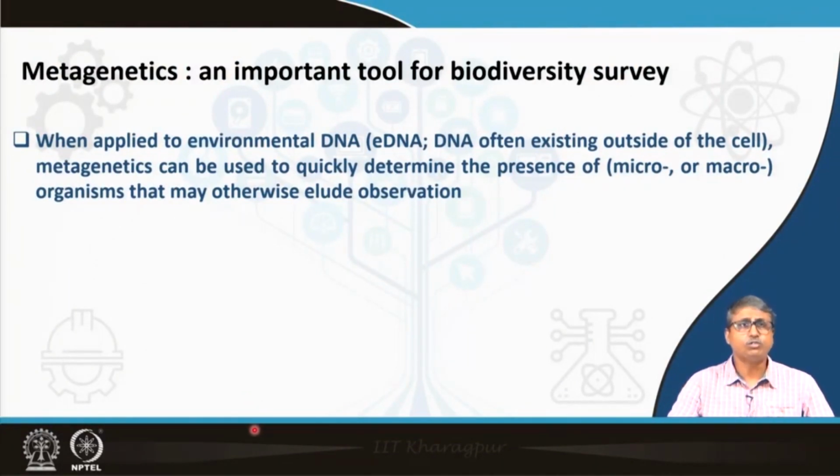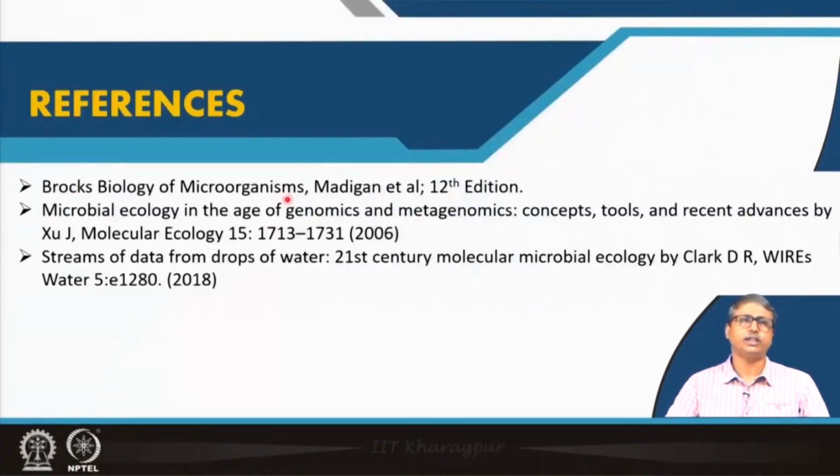And it is also true that when applied to environmental DNA, that is called eDNA, where you extract the total DNA, it can be targeted so that you can determine the presence of micro or macroorganisms that may otherwise elude observation. So you can use 16S and 18S primers. Both primers can be used separately. For the same sample, if you use a bacteria-specific, archaea-specific and 18S primer, then simultaneously you will be able to check the diversity and the organisms present in terms of archaea, bacteria, and different eukaryotic organisms.